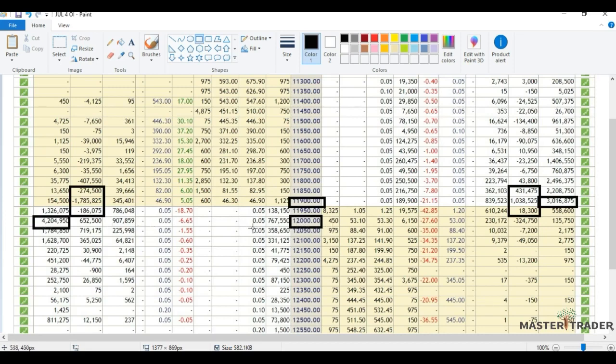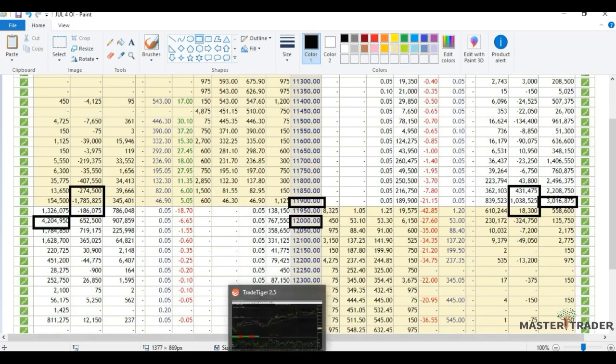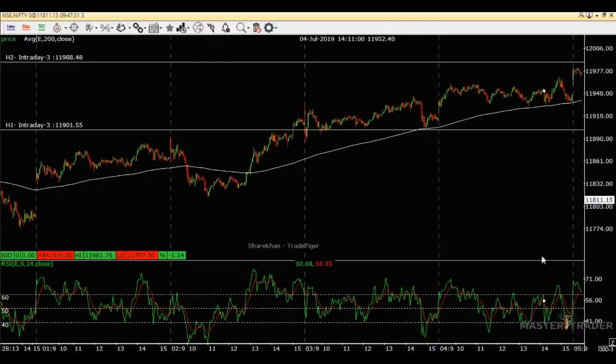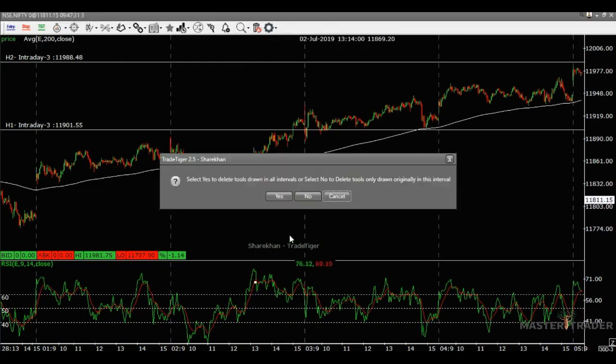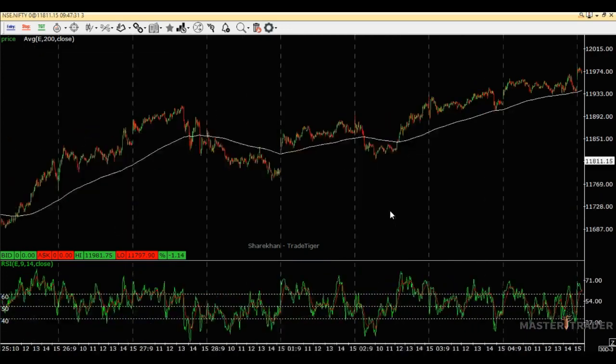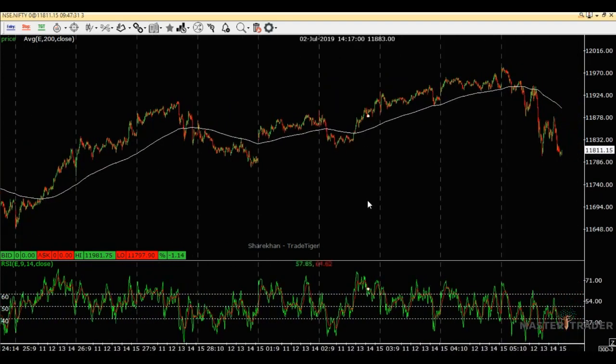So this data is telling me that price does not want to cross 12,000. So now let's look at the charts. Let's look at the charts, and we saw that 12,000 on the data is a strong resistance.